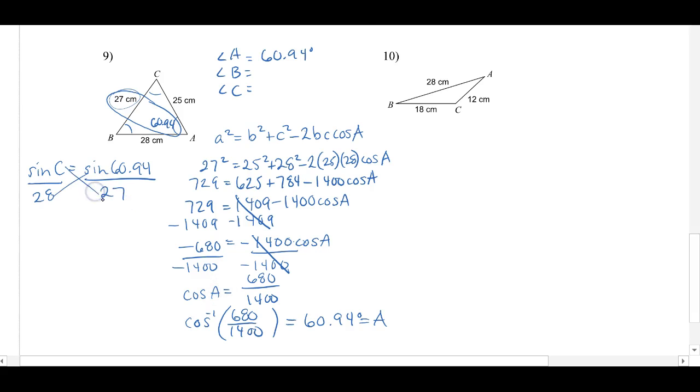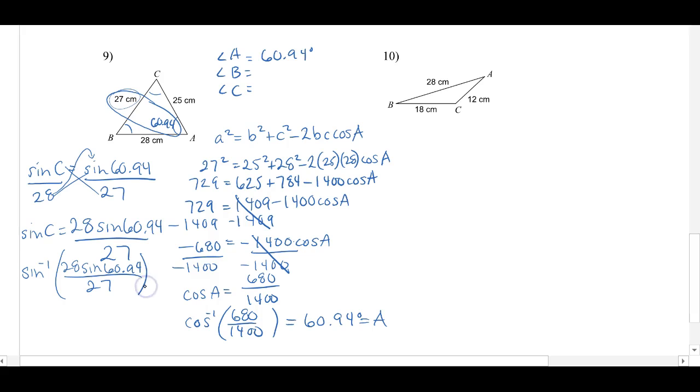Now let's cross multiply. I can just bring this 28 up to the top and multiply it. So now I have sine of C equal to 28 times sine of 60.94 divided by 27. Again, I'm looking for an angle, sine of an angle, so that means I need to do the inverse sine of this value to the right. So inverse sine of 28 times sine of 60.94 divided by 27, and that is going to give us our angle C.